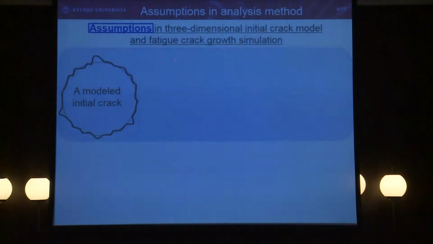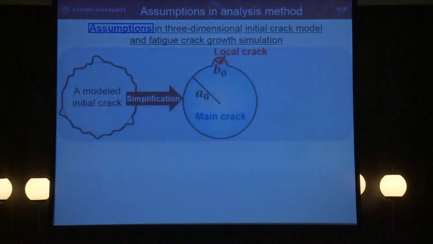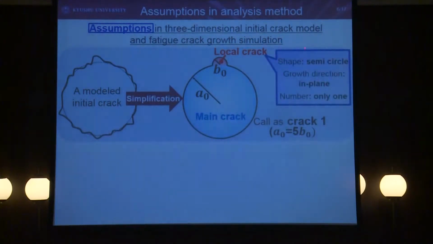And next, here is the assumption slide. This is a modeled initial crack, and we simplified this crack. This is the three-dimensional initial crack model, crack 1, and the radius of main crack A0 is 5 times the radius of local crack B0. And these are the assumptions for local crack. Shape is semicircle, growth direction is in plane, number is only 1.